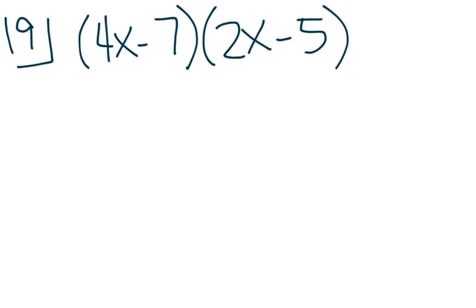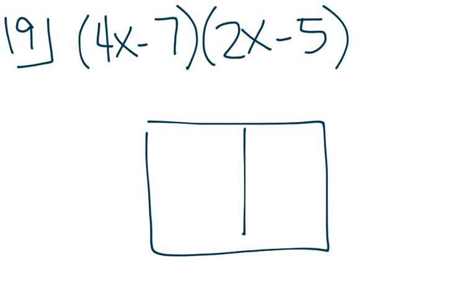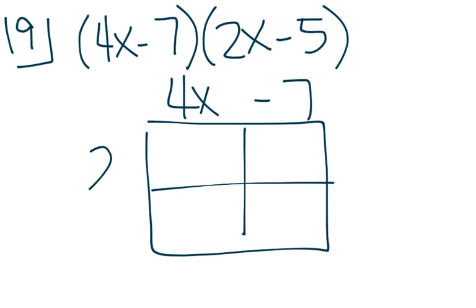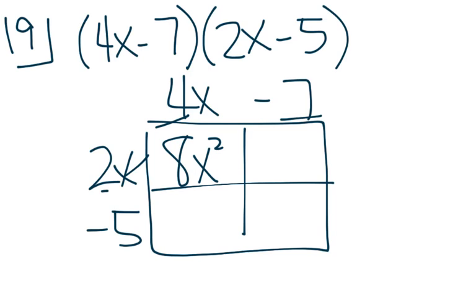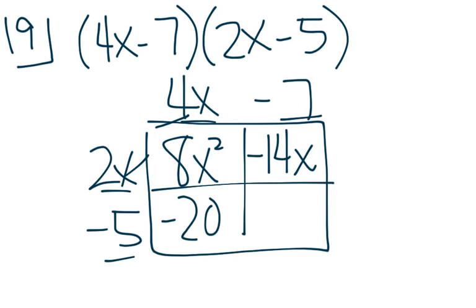Okay, and one last binomial. We are going to make our box, and then we're going to say 4x minus 7, 2x minus 5. So 4x times 2x is 8x squared. -7 times 2x is -14x. -5 times 4x is -20x. And -7 times -5, remember that a negative times a negative equals a positive. So this is positive 35.